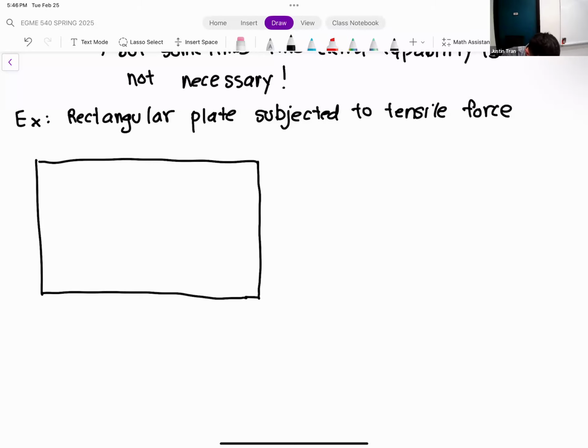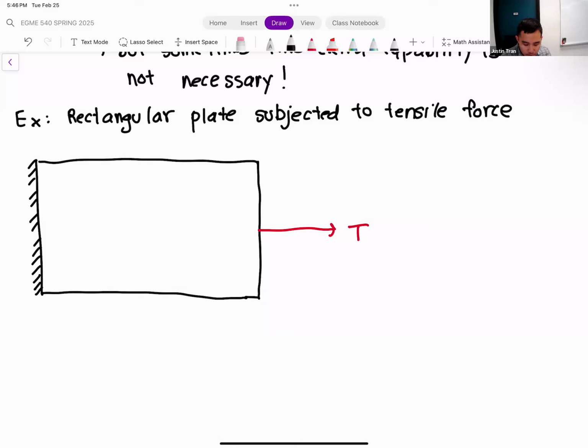Okay. So let's fix the plate on the left-hand side, so it's going to have a displacement of 0 on that side. And let's apply a tensile force on this plate. We're going to take this plate, bolt it to the wall, and then just pull on it as hard as we can. We're going to try to stretch it as much as possible.